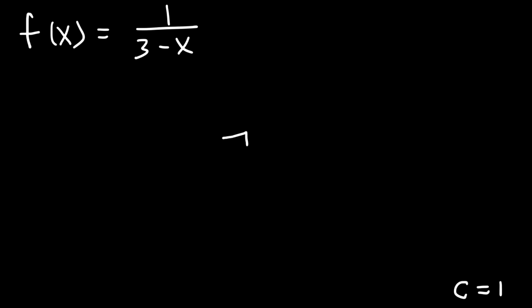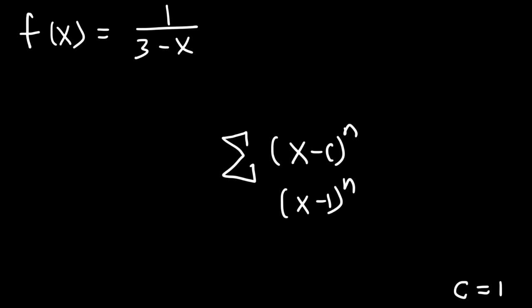Now let's go back to the original function, 1 divided by 3 minus x. And let's write the power series representation when c is equal to 1. So we need to put it in this format. That is x minus c raised to the n. And so that's going to be x minus 1 raised to the n power. Some sort of variation of that.